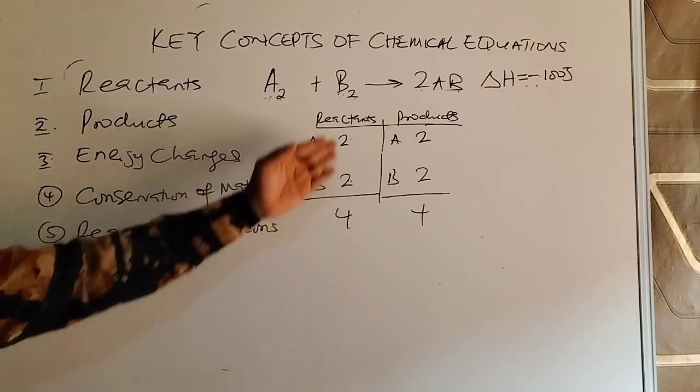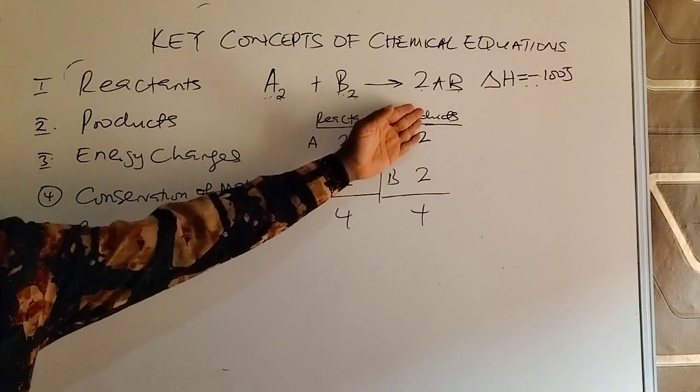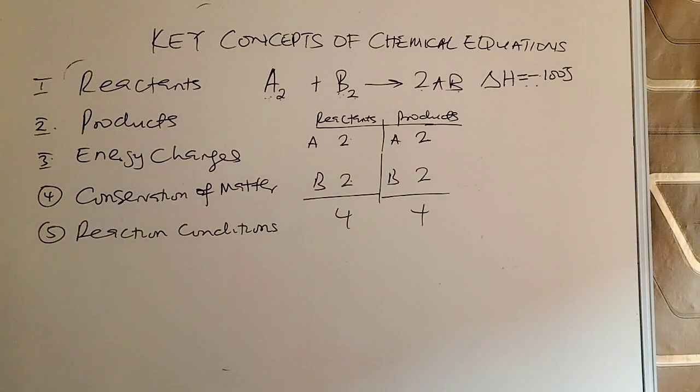Had it been that the number of atoms on this side and this side are not equal, that means the equation is not balanced and it does not obey the law of conservation of matter.